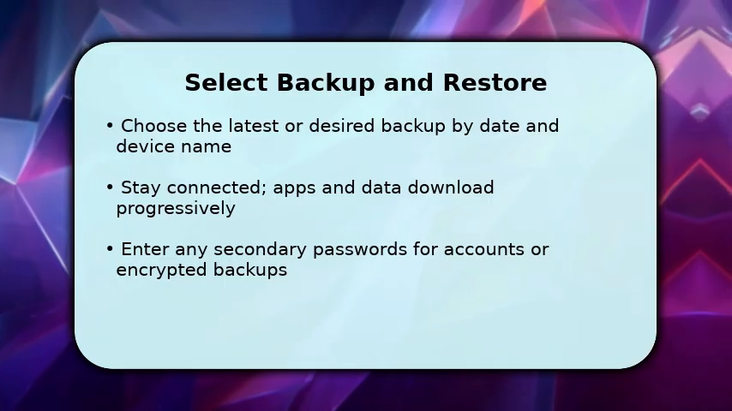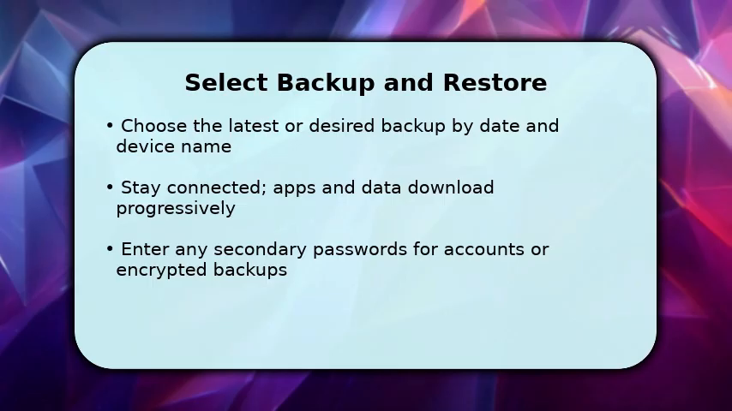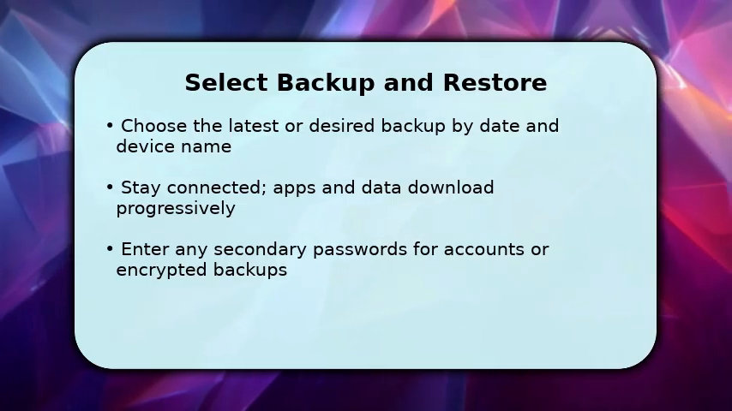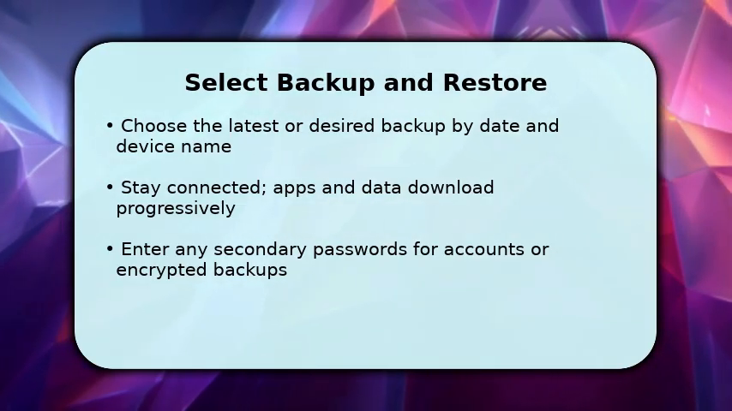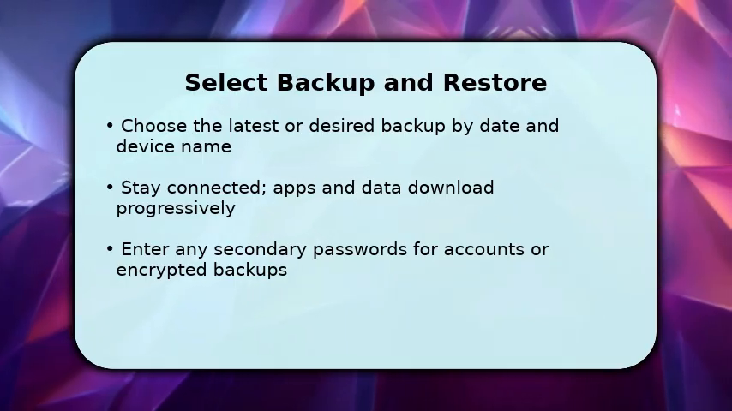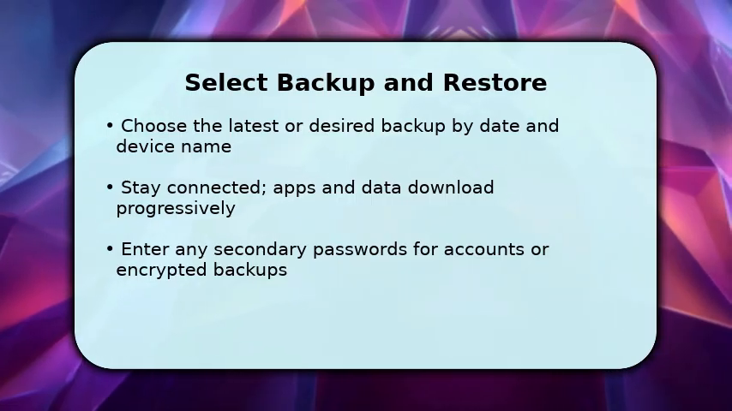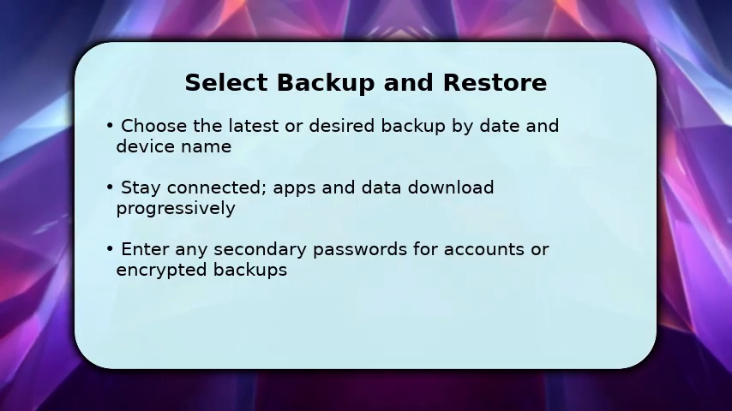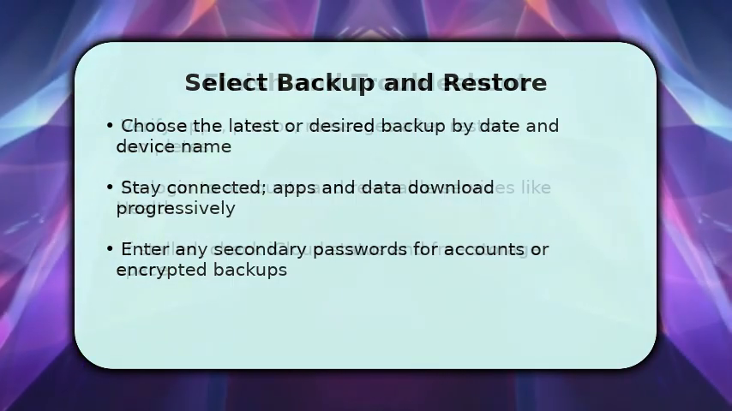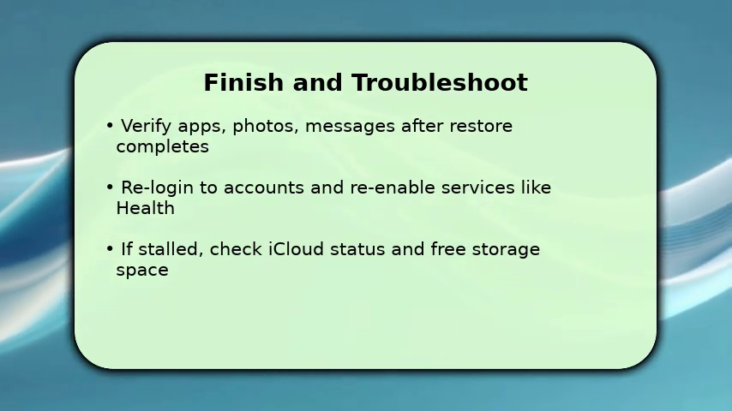After selecting it, the device downloads settings first, then apps and media progressively, so keep Wi-Fi and power on. You may be prompted for additional passwords, such as your Apple ID, email accounts, or an encrypted backup passphrase. Enter them when requested. While waiting, do not interrupt the connection, because partial restores can cause missing items or duplicated data. Once the restore finishes, you'll see the home screen, but apps and content might keep downloading.